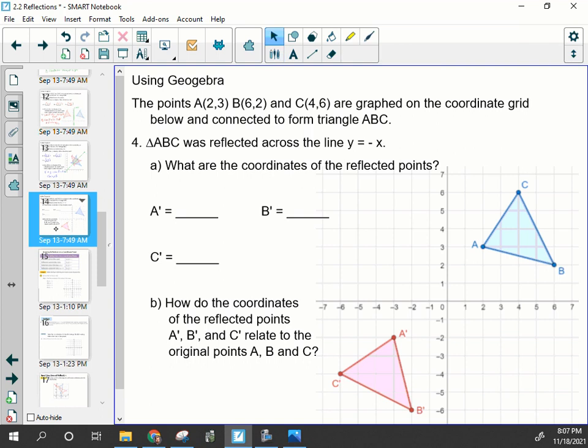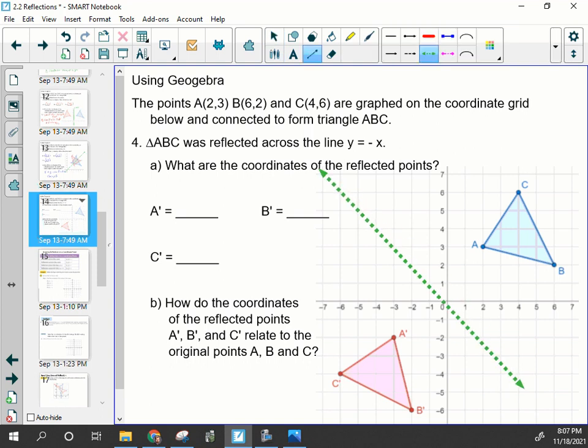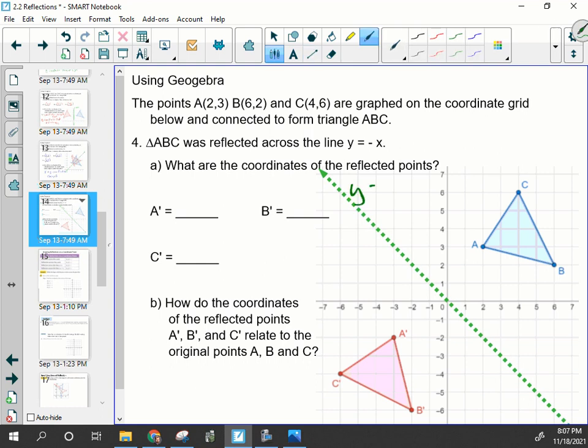Next, last discovery here is I reflected triangle ABC over the line y equals negative x, which I just graphed there, that green dotted line. Look at the coordinates. A prime is at negative 3, negative 2. B prime is at negative 2, negative 6. And C prime is at negative 6, negative 4. How did those coordinates compare to my original?